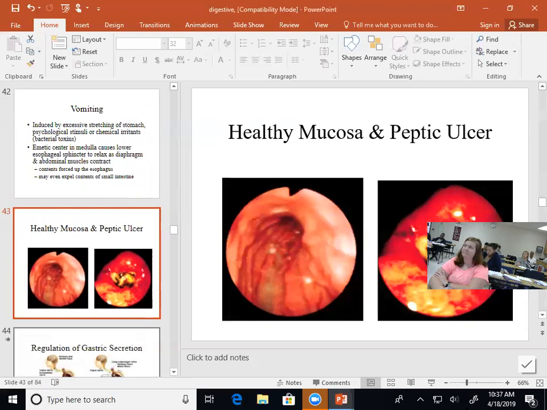Now, I want you all to think about what the inside of your cheeks look like. This is the way almost that entire 30-foot tract should look. It should be like healthy looking tissue, very vascular tissue, certainly wet, because it's all secreting, isn't it? So this is what it should look like, but you can have ulcers.